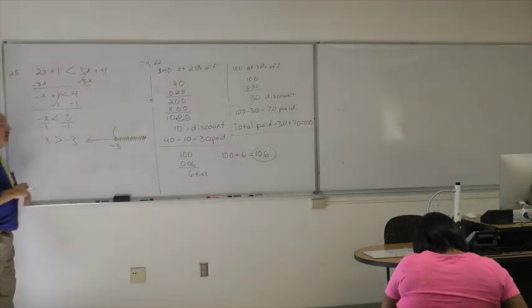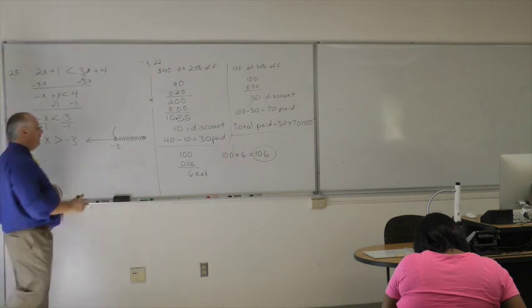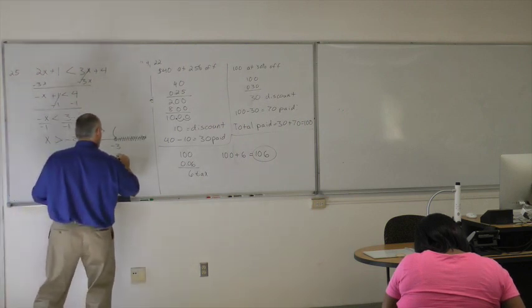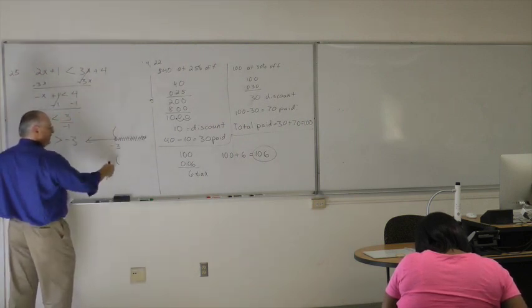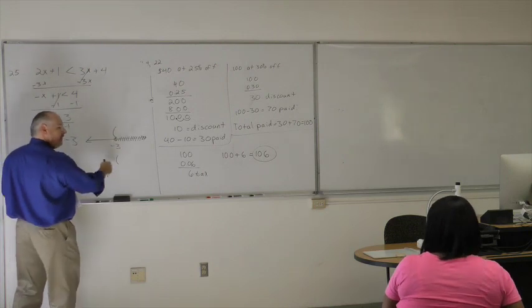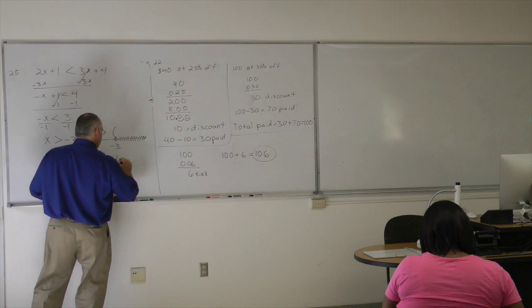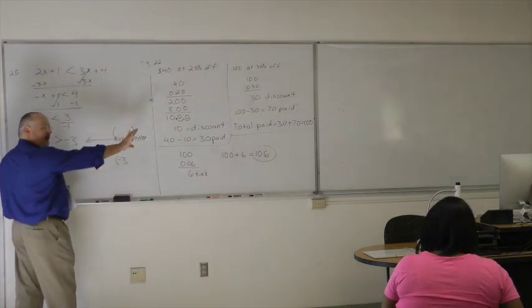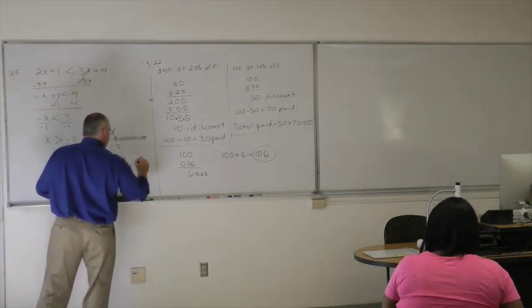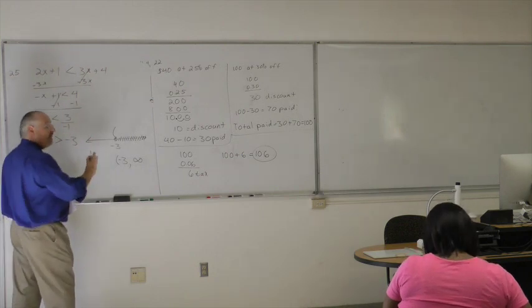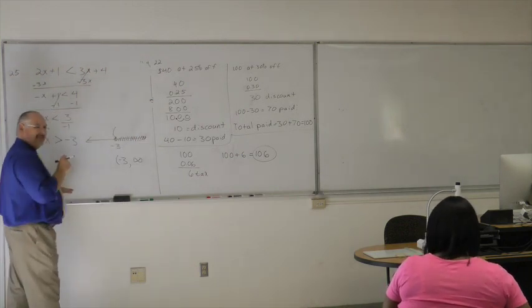So infinity. And then it goes to infinity. So we're going to have our parentheses. Notice how I put the parentheses right under the number line in the right place. And then since my shading is to the right, it's going to go to infinity on the right.